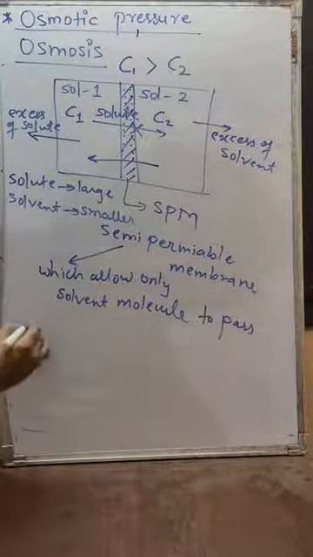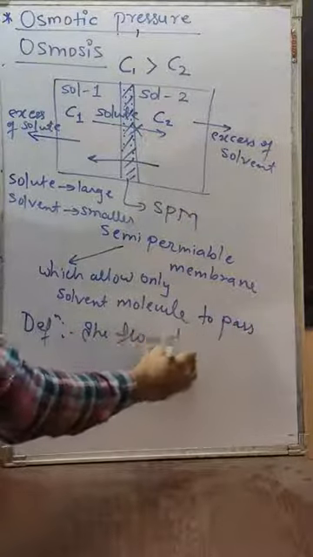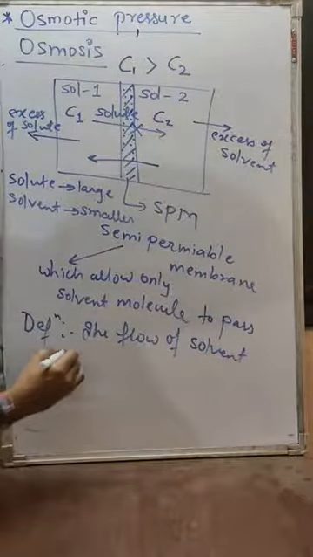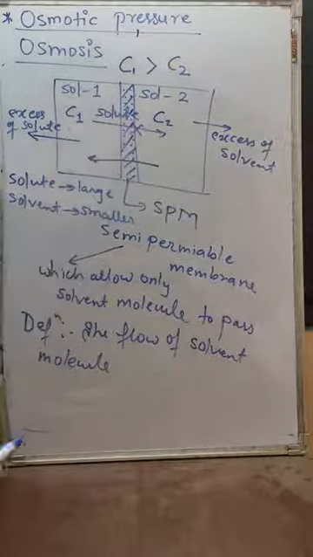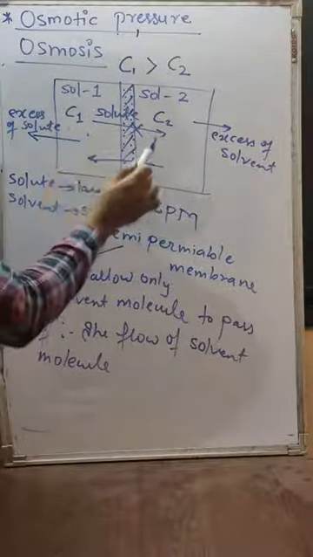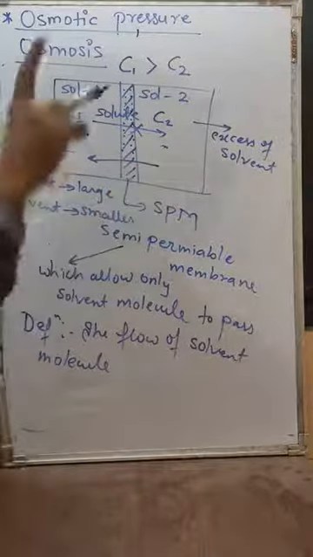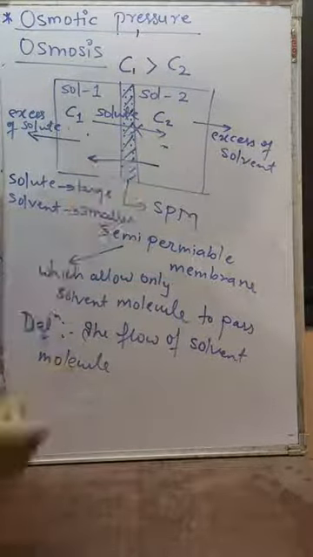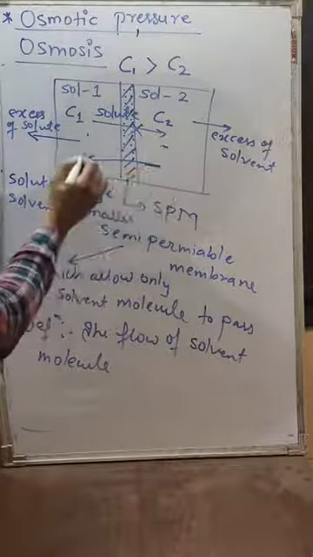So what is meant by osmosis? The flow of solvent molecule. Let's say C1 is greater than C2, means concentration of solvent is less here and concentration of solvent is more here. So as per the definition of diffusion, what will flow from where to where? The flow of solvent from higher concentration to the lower concentration.